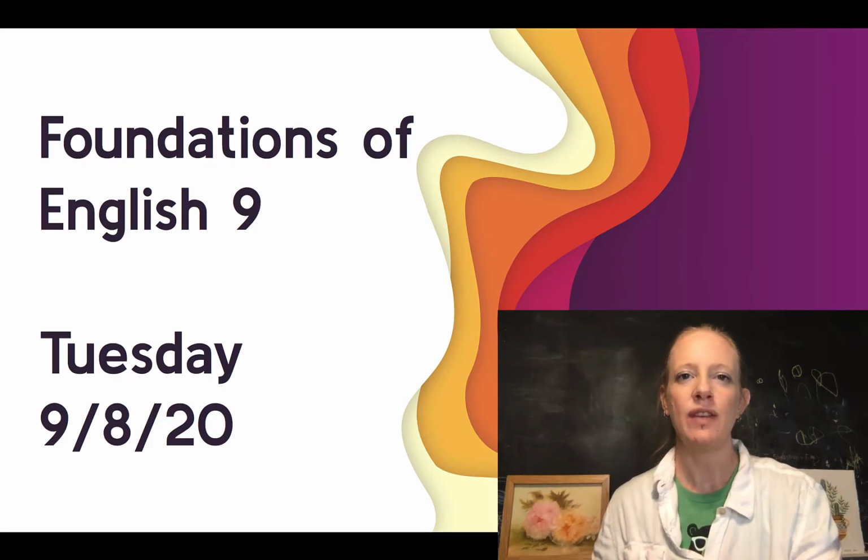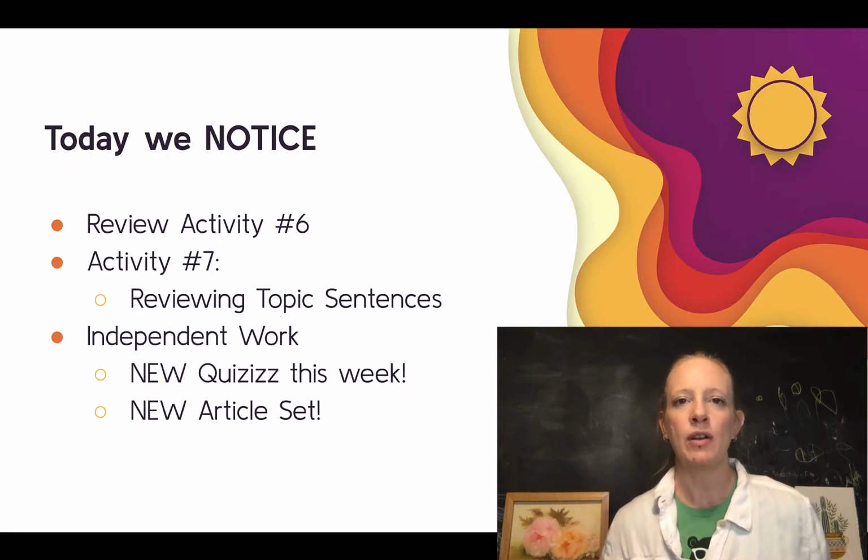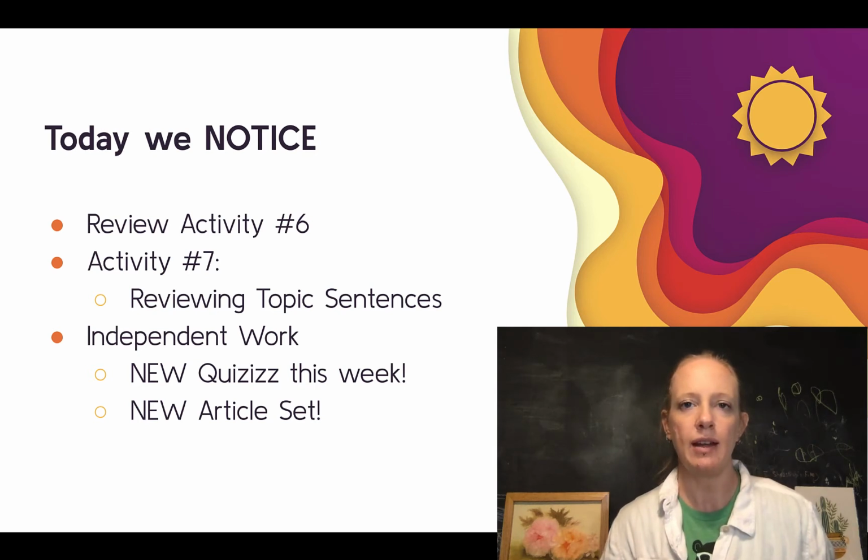This is Foundations of English 9 for Tuesday, the 8th of September, 2020. All right, today we're going to notice a few things. We're going to start by reviewing activity number 6, where we looked at several places in the article, like the introduction, the conclusion, the findings. We're going to do activity 7, which is about topic sentences, and then we will assign the independent work.